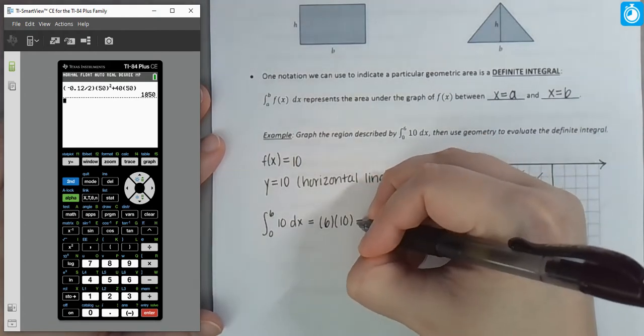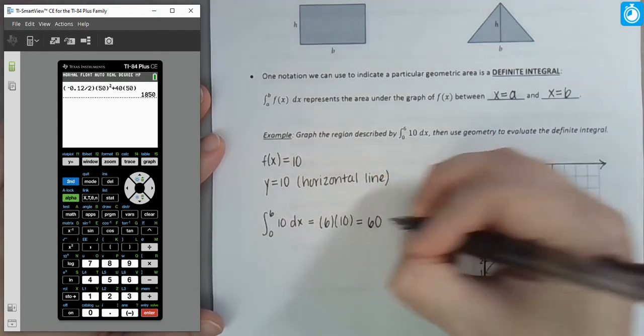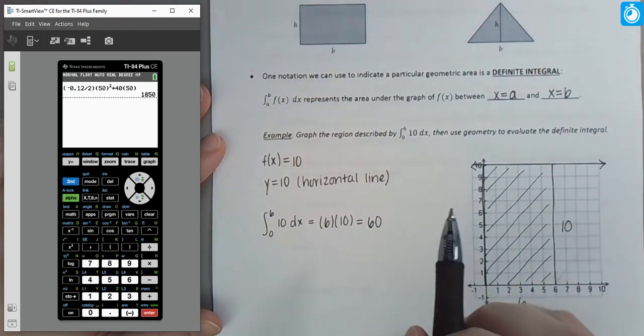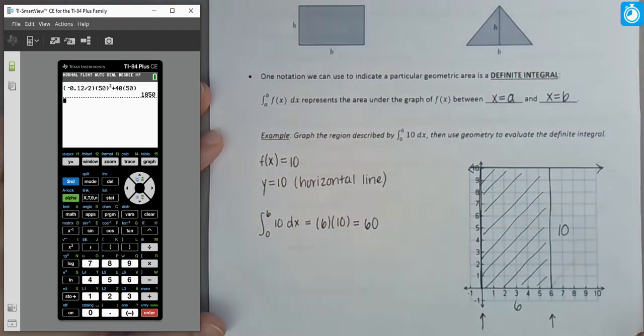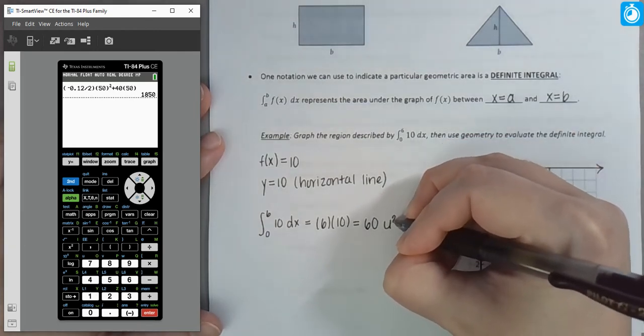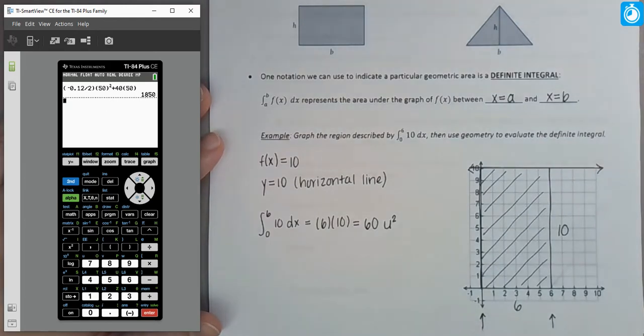And if we multiply those together, we're going to get 60. 60 what, though? When we talk about area, area has a particular unit. Now, we don't know anything about inches, feet, anything like that. We just write in terms of units, but area is in terms of square units. So this would be 60 units squared. That would be our area.